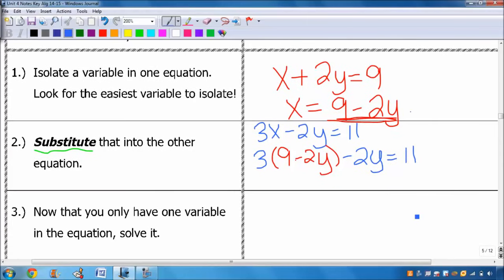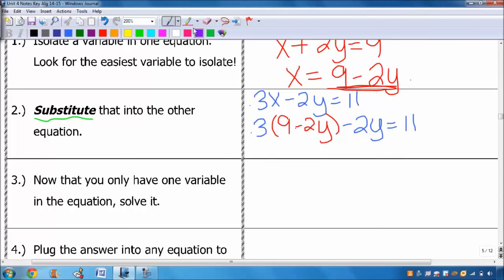Okay, now if you notice, this equation had 2 variables. This equation only has 1 variable. Now it's so easy to solve. You know how to solve equations with just 1 variable in it. So let's go ahead and solve this equation. So step 3. Now that you only have 1 variable in the equation, solve it. So I'm going to distribute the 3 through. So I end up getting 27 minus 6y minus 2y equals 11.